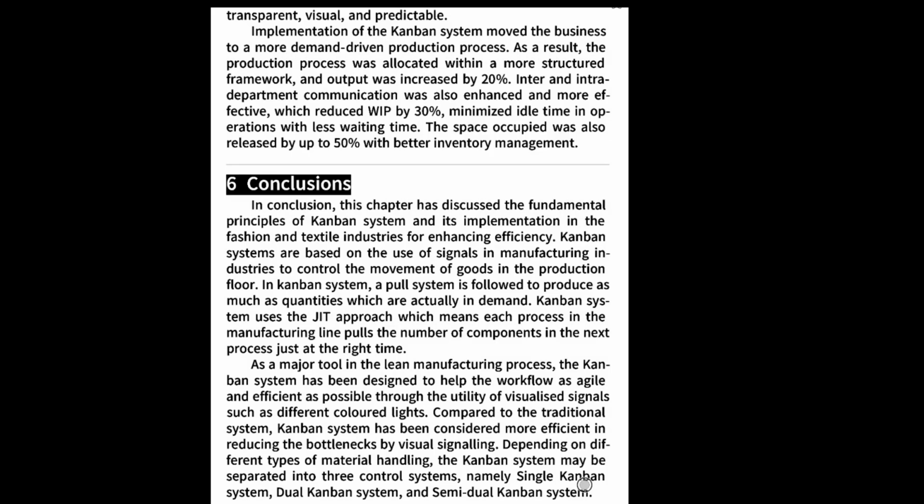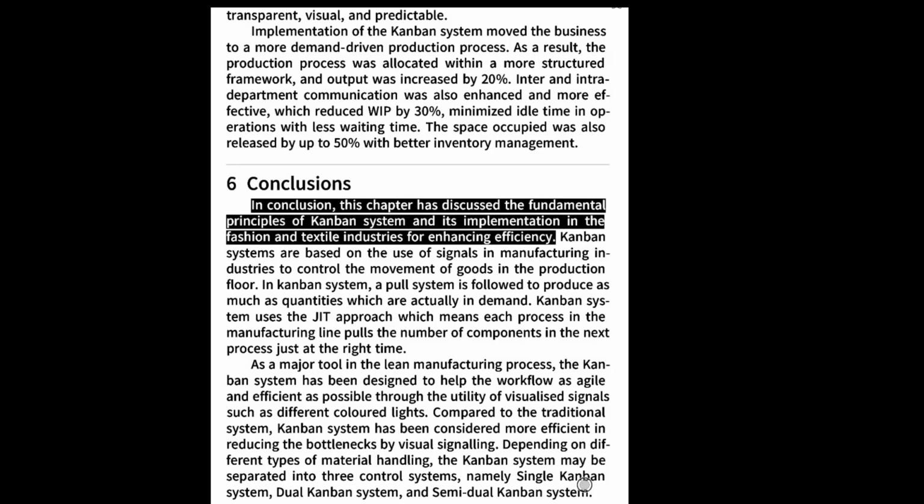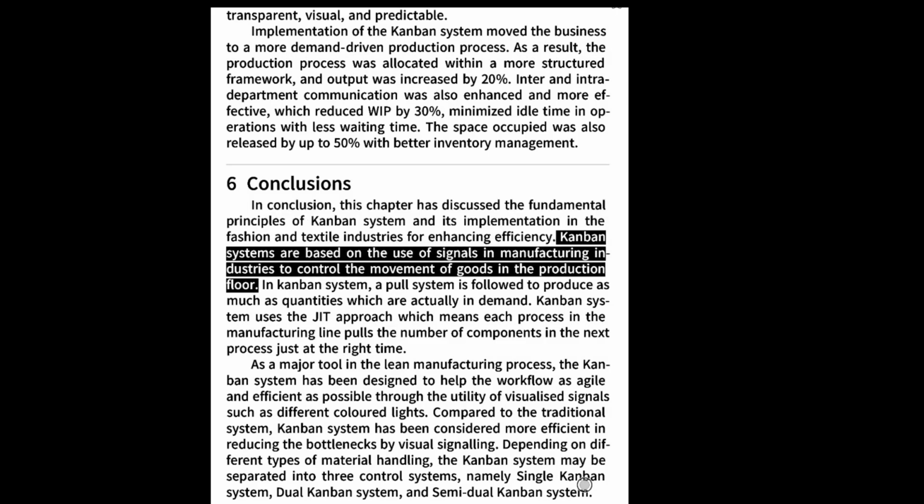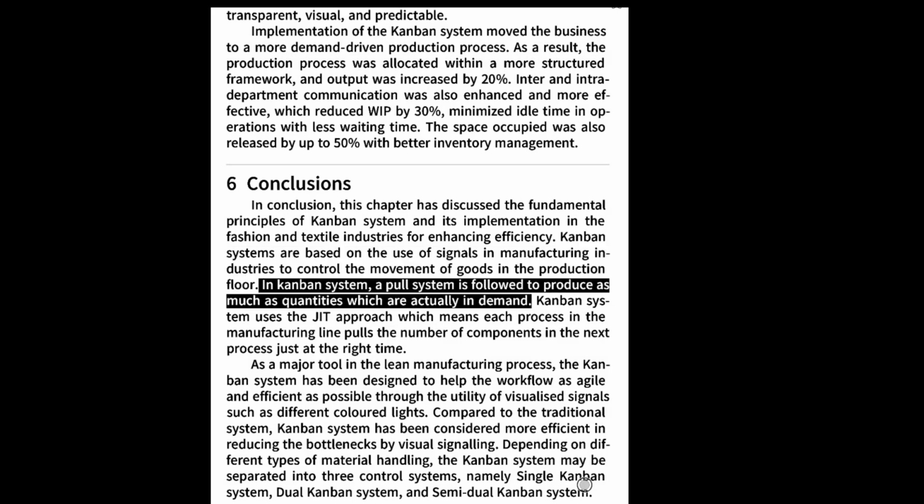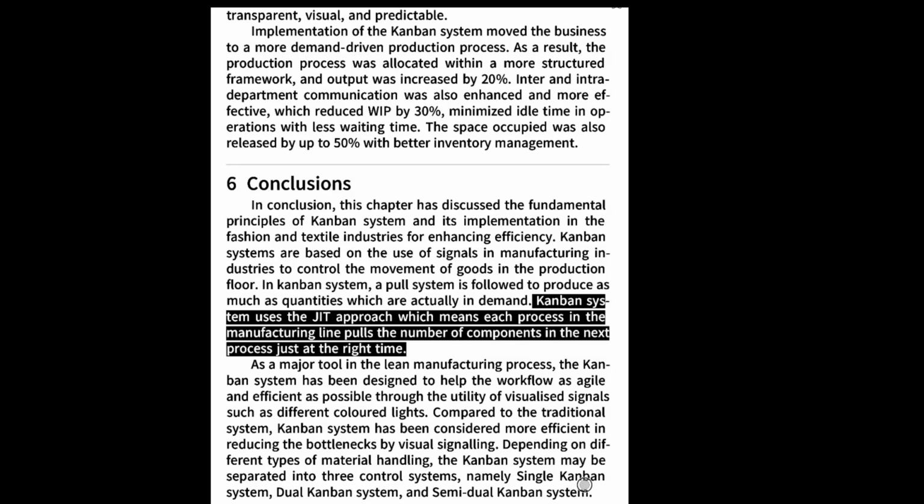6. Conclusion. In conclusion, this chapter has discussed the fundamental principles of Kanban system and its implementation in the fashion and textile industries for enhancing efficiency. Kanban systems are based on the use of signals in manufacturing industries to control the movement of goods on the production floor. In Kanban system, a pull system is followed to produce only the quantities which are actually in demand. Kanban system uses the JIT approach, which means each process in the manufacturing line pulls the number of components from the previous process just at the right time.